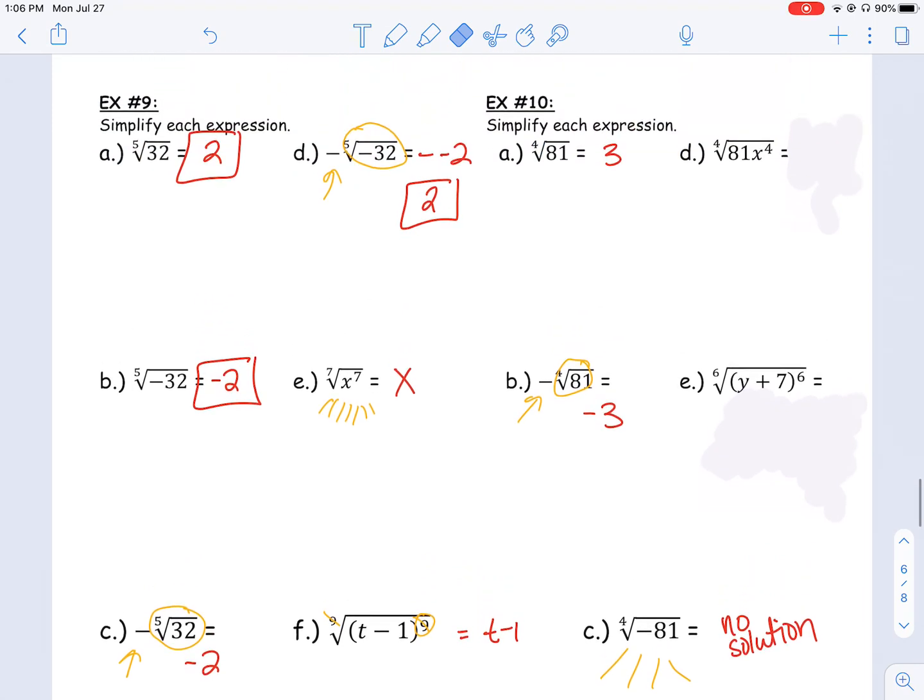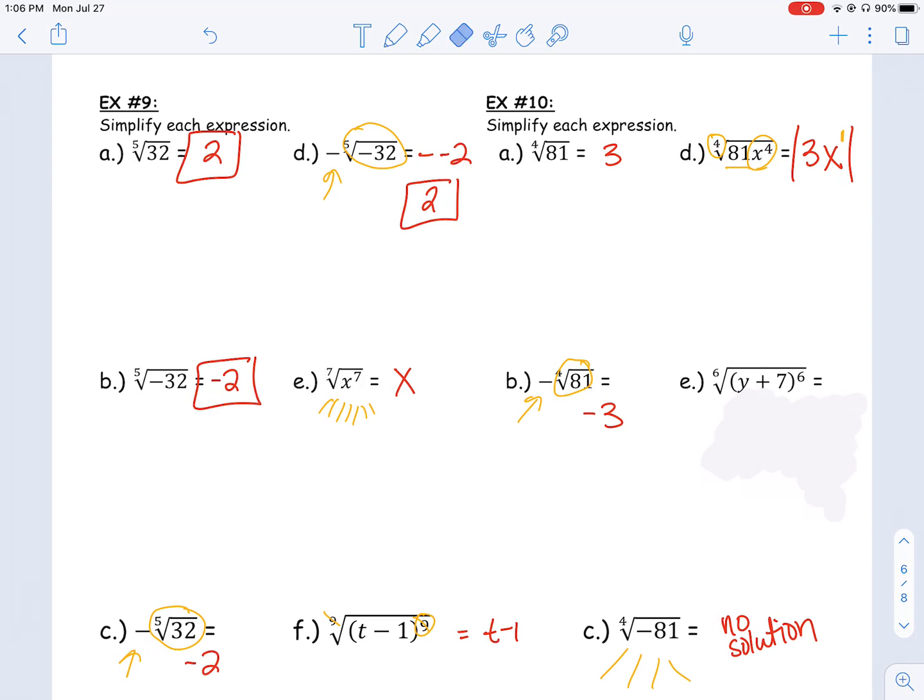All right, look at D. I have the fourth root of 81x to the fourth. So this is where we start to add in some variables and we have to worry about absolute values. We know that the fourth root of 81 is 3. What's the fourth root of x to the fourth? Well, just x, right? But do we need absolute values? Well, if our root is even, we have to worry. And if our answer has an odd exponent, which it does, then we need those absolute values.